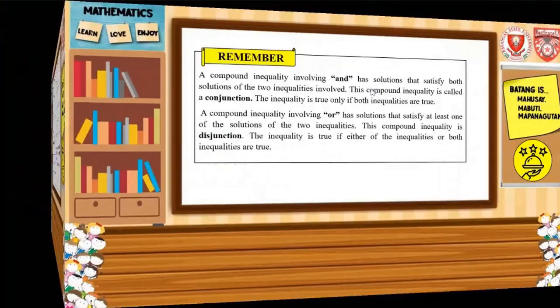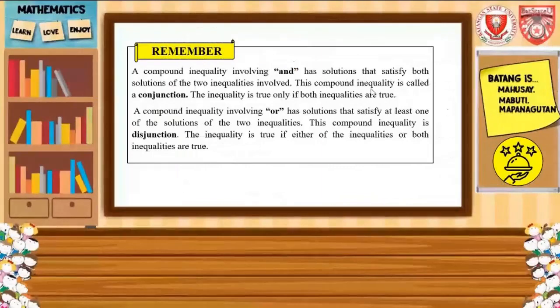The compound inequality involving and has the solution that satisfies both solutions of the two inequalities involved. This compound inequality is called the conjunction. The inequality is true only if both inequalities are true. The compound inequality involving or has the solution that satisfies at least one of the solutions of the two inequalities. This compound inequality is disjunction. The inequality is true if either of the two inequalities or both inequalities are true.